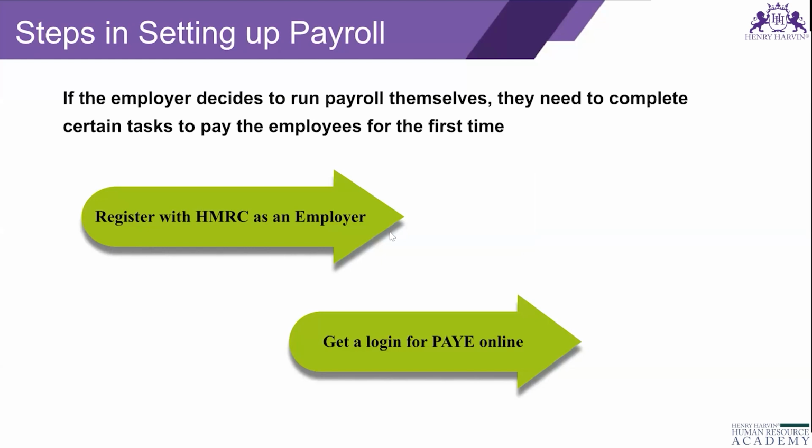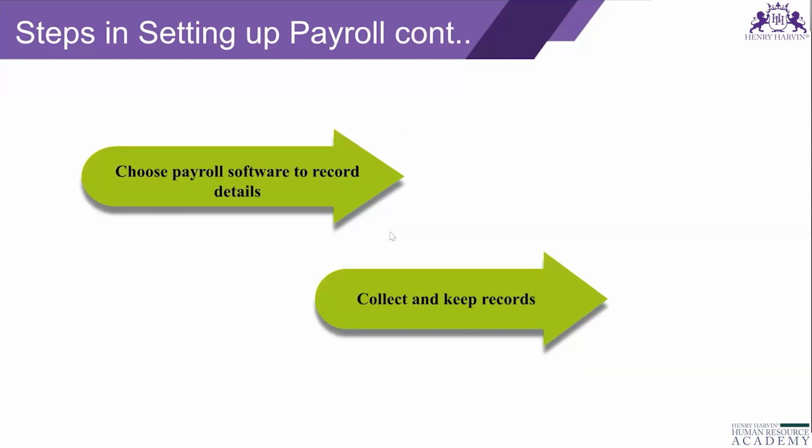If this is a new company, the first thing they will do is register with HMRC as an employer and get a login for Pay Online. As I said, HMRC will give a login to all the employers registered with them. This is called the Pay Online account, and the number they provide is a unique ID, called the Pay Reference number. It will be the same login ID and password.